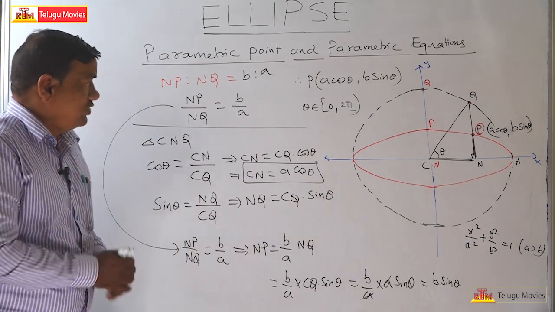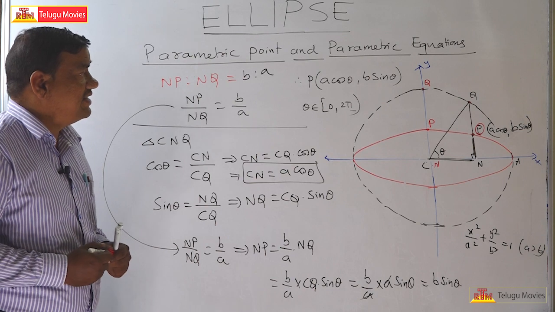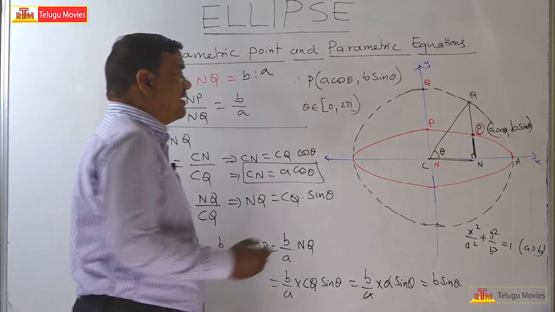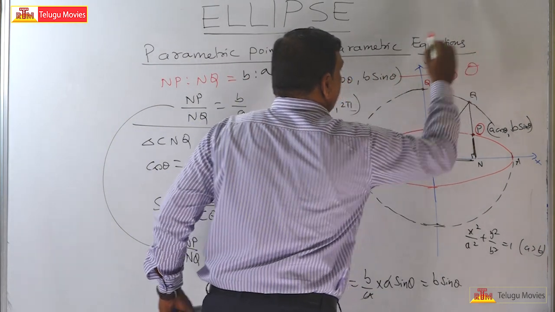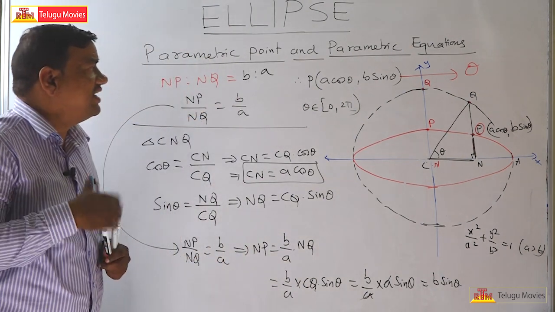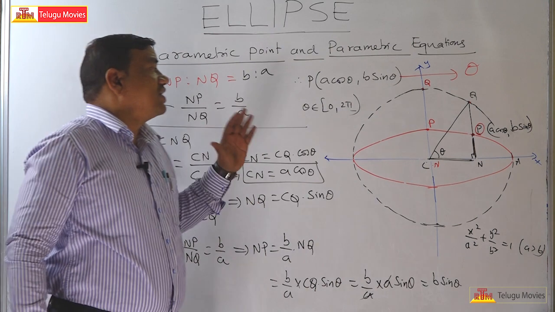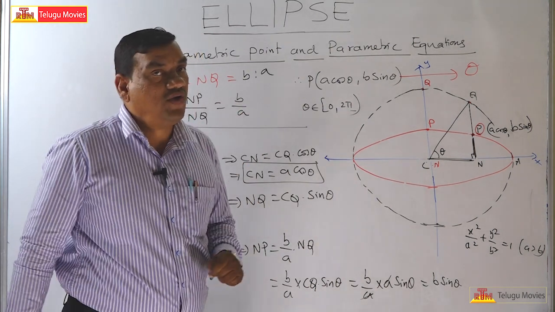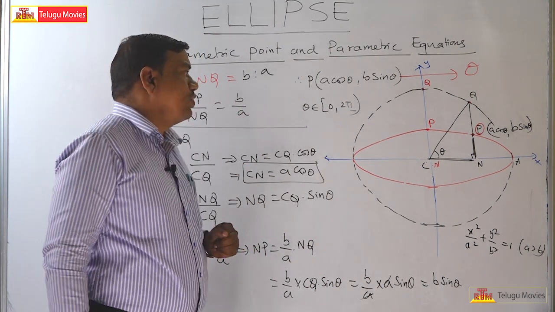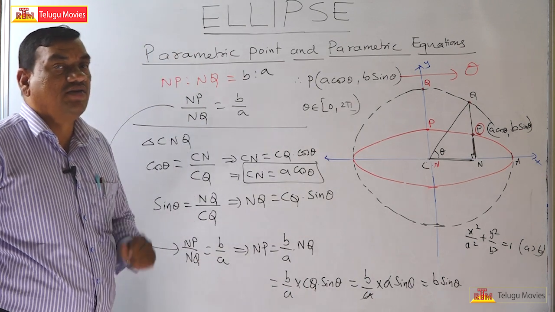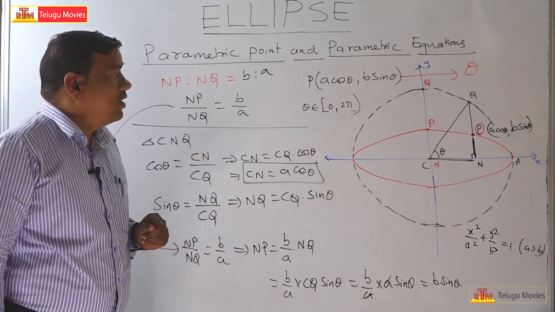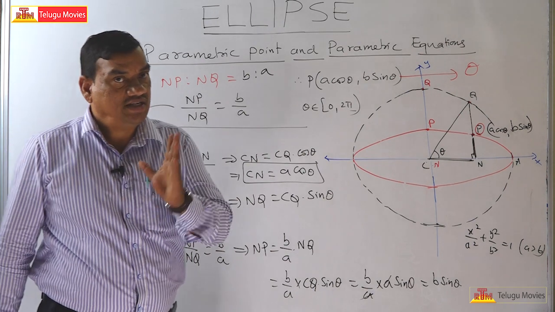Okay now, this a cos theta comma b sin theta is simply denoted sometimes as theta. Theta means a cos theta comma b sin theta. Alpha means a cos alpha comma b sin alpha. Like that we will take. So on this concept there is one very, very important point, so let us discuss that.